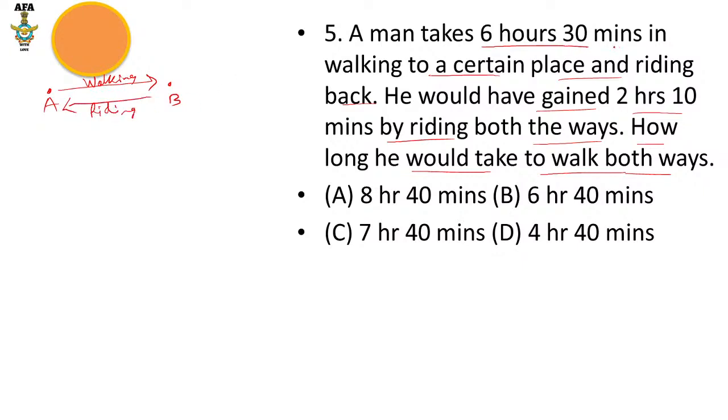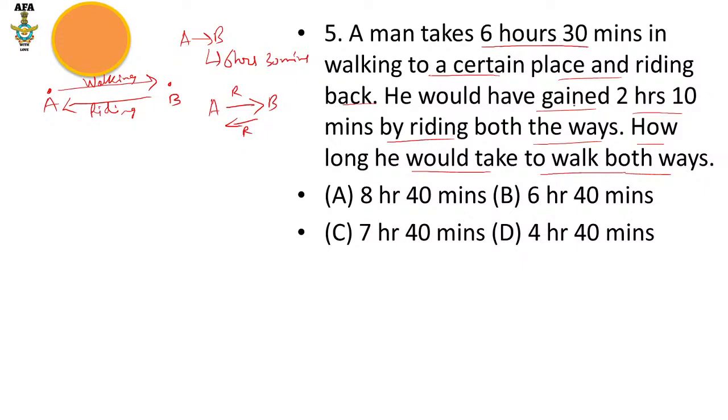So man takes 6 hours 30 minutes in walking to a certain place and riding back. So he is walking and riding back. A to B he is walking and B to A he is riding. Okay. So he is taking 6 hours 30 minutes. Next, he would have gained 2 hours 10 minutes by riding both the ways. So suppose he is riding from A to B and riding from B to A.